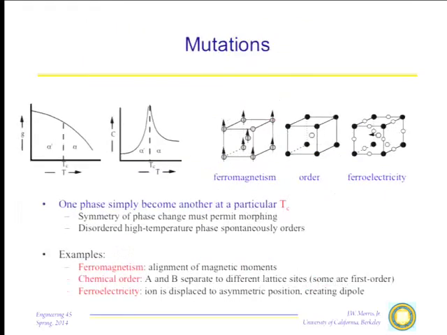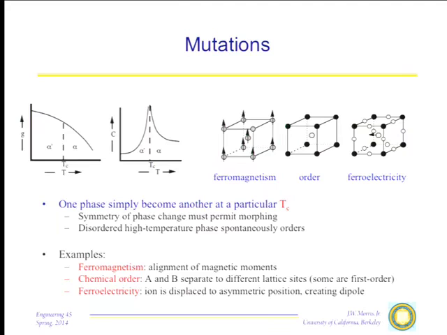I can mention here, and I'll mention again later, a second kind of phase transformation that happens, and that's what I call a mutation. You'll find them called second-order transformations. They go by various names. I call them mutations simply because in this kind of transformation, you have a situation in which at a certain temperature, one phase simply becomes another. There's not a question of metastability. There's not a question of a phase transformation. One phase ceases to exist and is replaced by another.